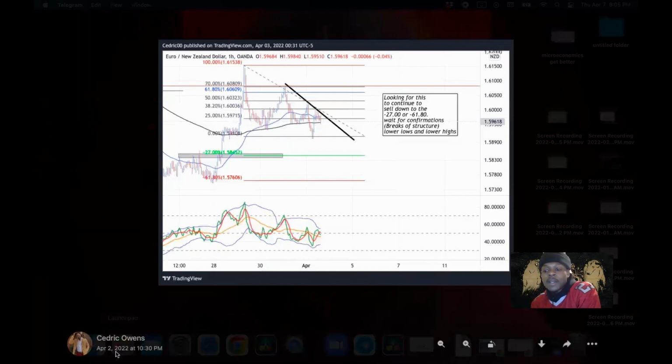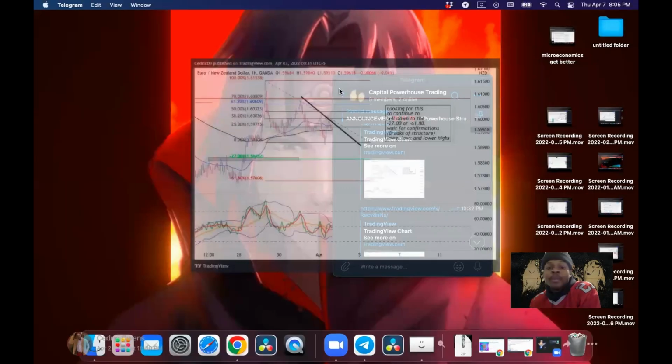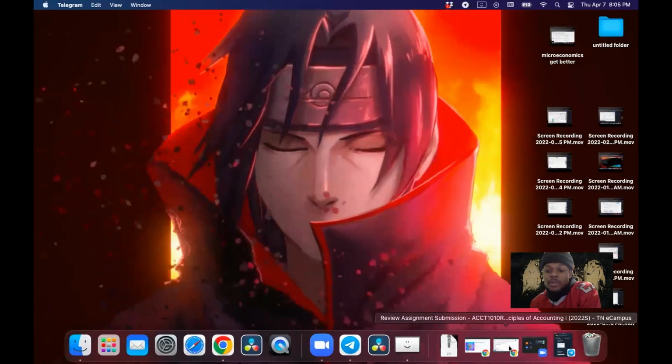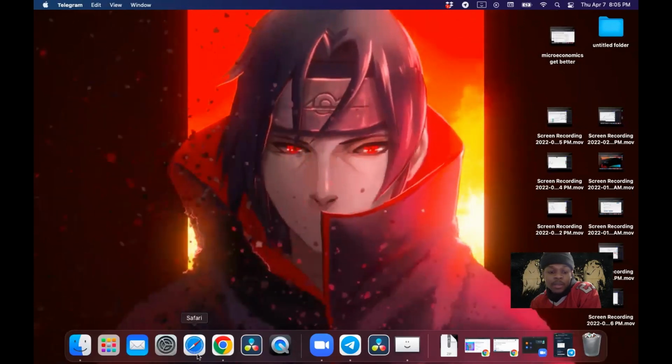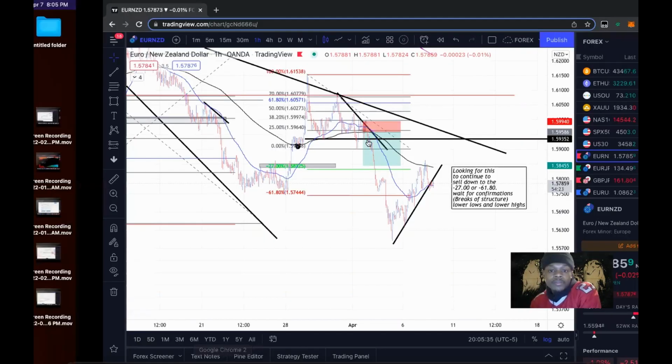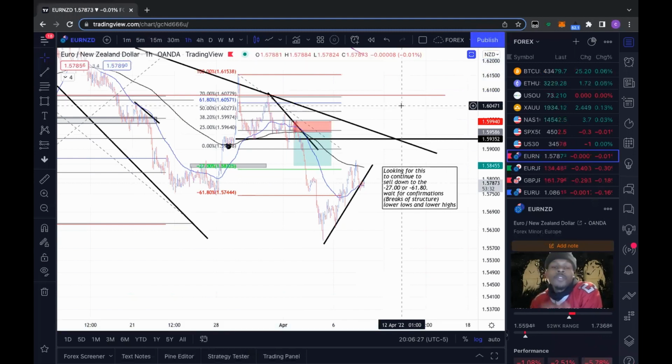You guys can see the date, April the 2nd. It is currently April the 7th. So I said, looking for this to continue to sell down to the -27 or the -61.8. Wait for confirmation, breaks of structure, lower lows and lower highs. So now let's get back to the charts, and let me actually show you guys how you can read this trade by just simply following market structure.